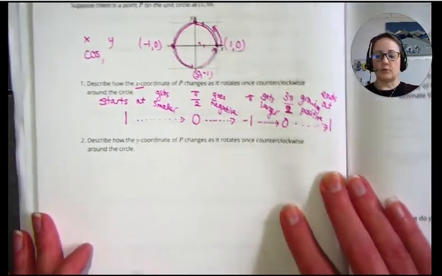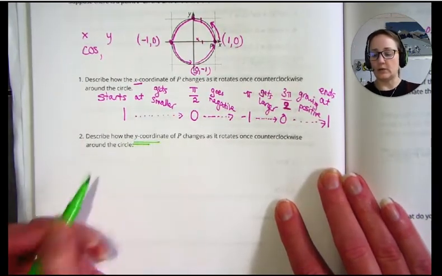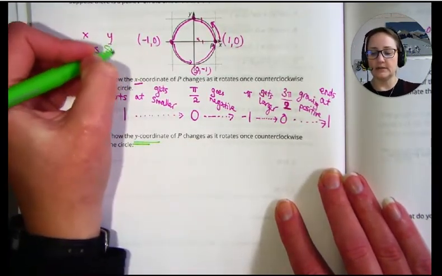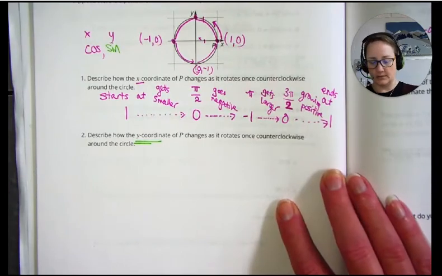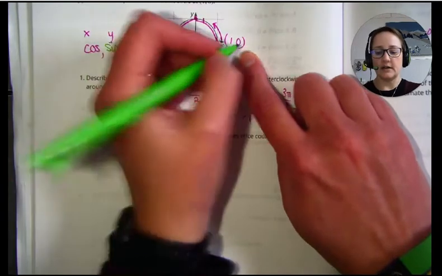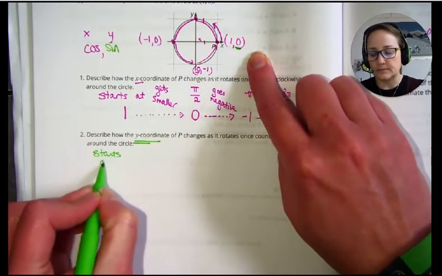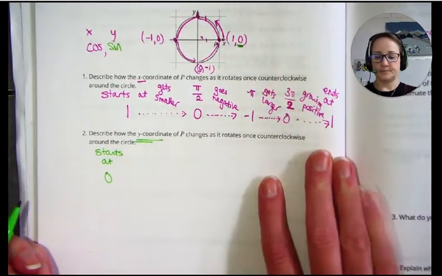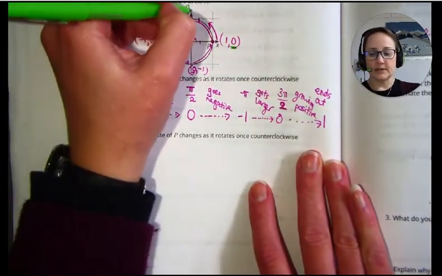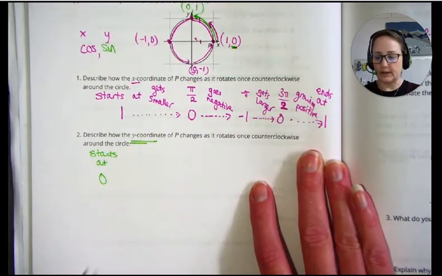Going back to our warm-up here at 9.1, this time we're going to think about the y-coordinate, and the y-coordinate is the sine of the angle. So our y-coordinates start this time at 0. By the time it gets up to the top, it has grown to 1.